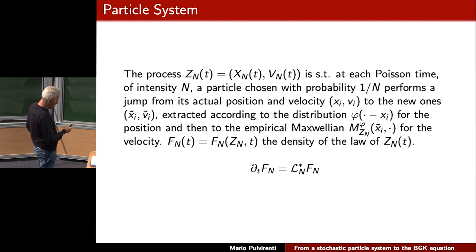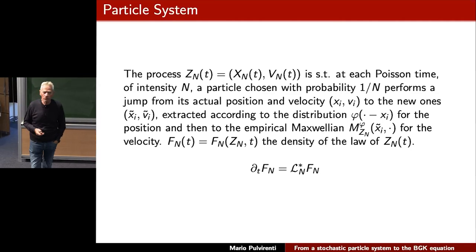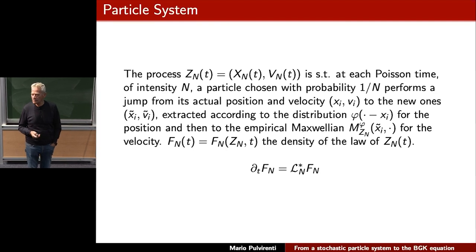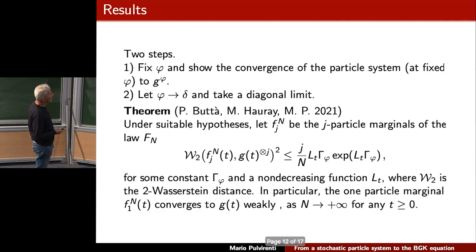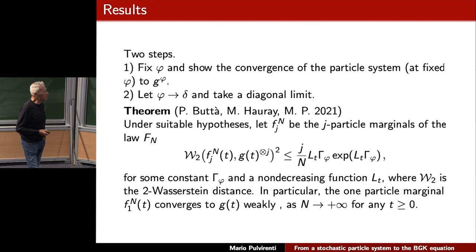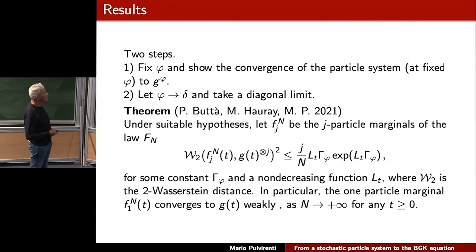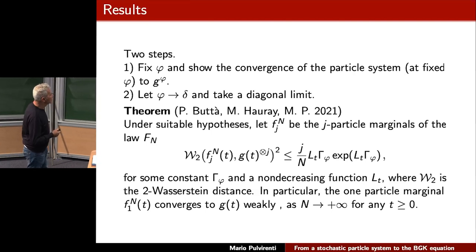And the law of the process, of course, I will assume that the initial law is a pure product state, particles independent. And this is the evolution of the law. You take the adjoint of the generator and that's all. Okay, so the results are the following. Two steps. First, you fix phi, this smearing function, and show that the particle system at fixed smearing function phi converges to the solution of this regularized BGK equation. So this is the particle part.